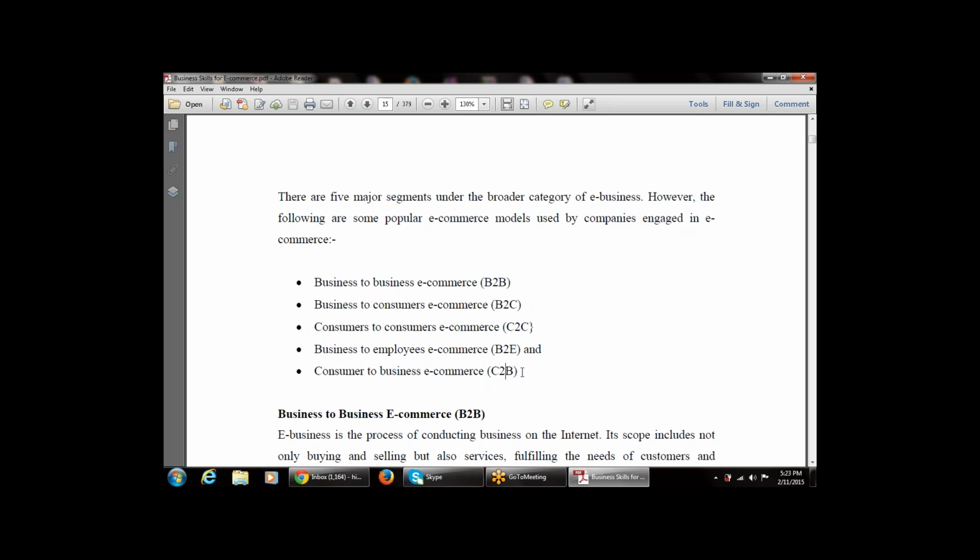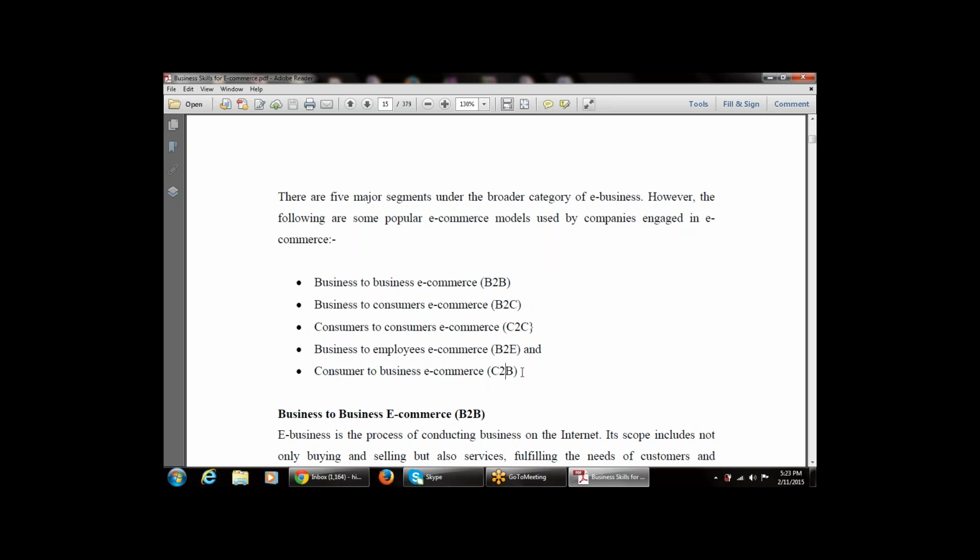Then next is business to consumer e-commerce, B2C. There is one business that delivers the data to the consumers. Then C2C, consumer to consumer e-commerce. There is one consumer and another consumer. The consumers interact with each other, deal with each other, and coordinate with each other.